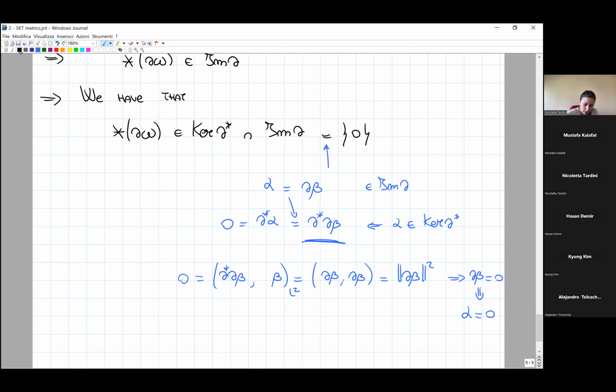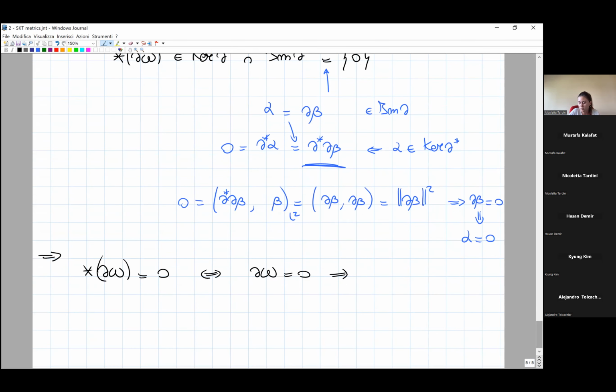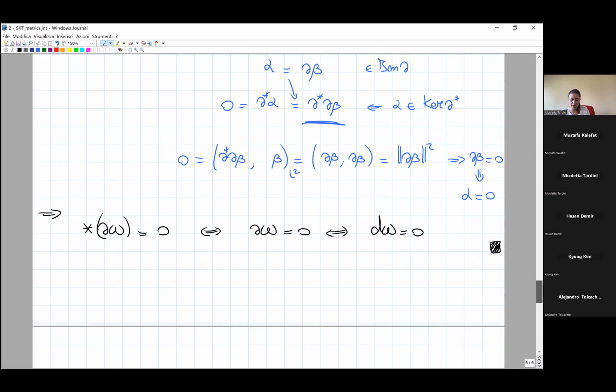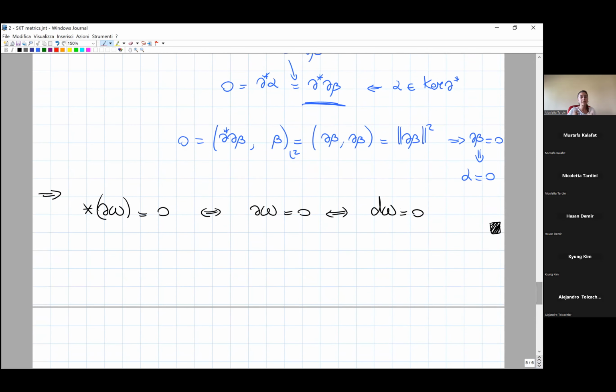So what we are proving, since star of del omega is equal to 0, and star is an isomorphism, del of omega is equal to 0. But omega is a real form, so also del bar of omega is equal to 0, which means that omega is closed, okay? Which means that omega is Kähler. And this concludes the proof. Okay, so if you have a metric that is both SKT and balanced, then it is Kähler.